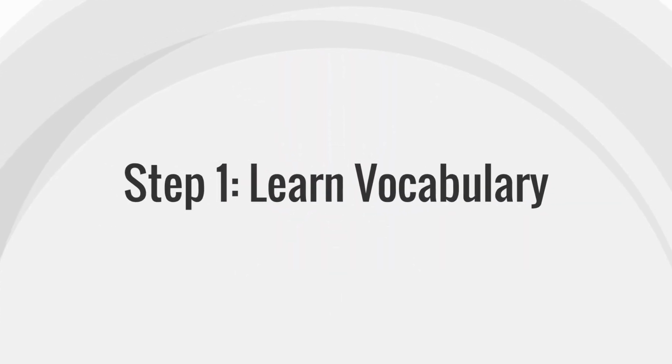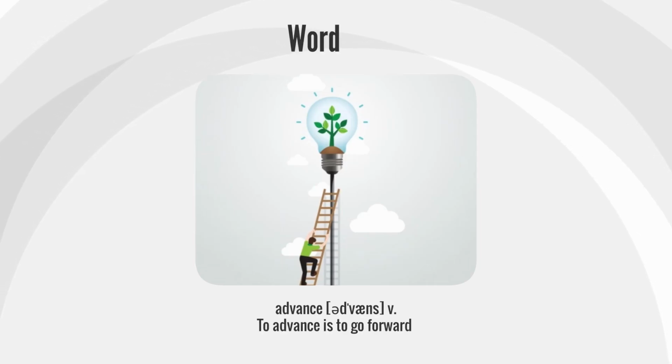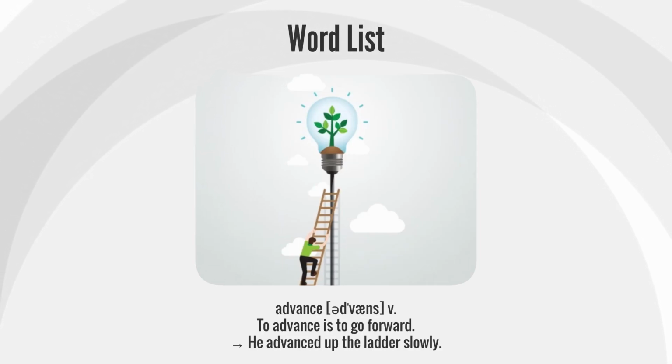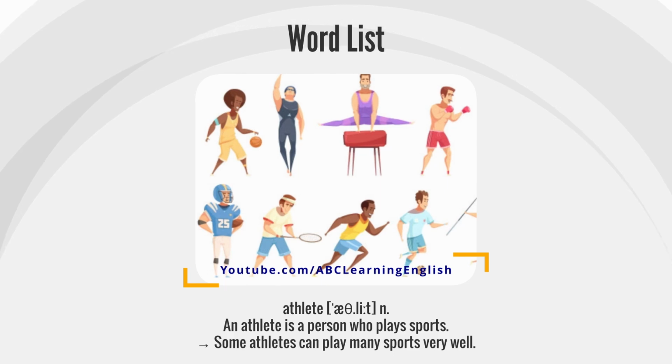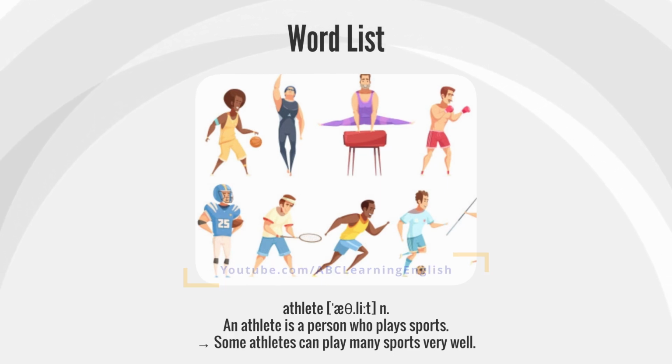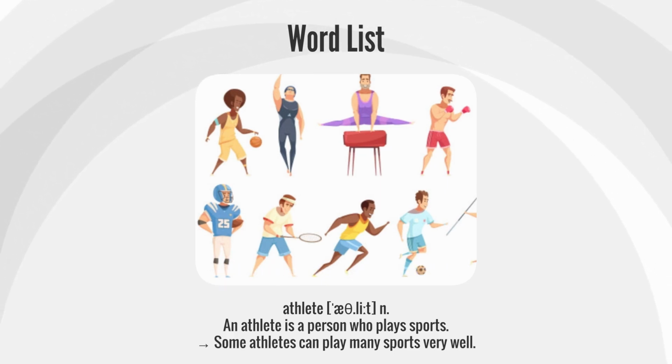Step 1. Learn vocabulary. Advance. To advance is to go forward. He advanced up the ladder slowly. Athlete. An athlete is a person who plays sports. Some athletes can play many sports very well.